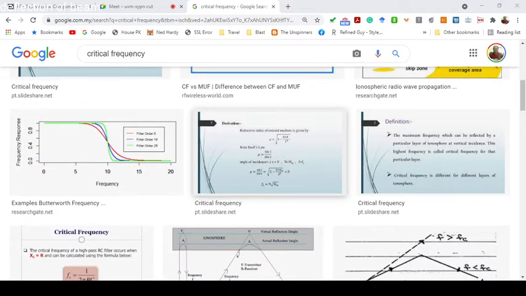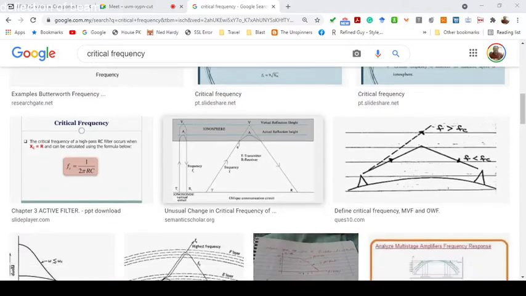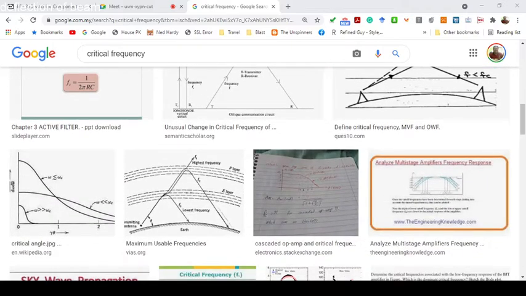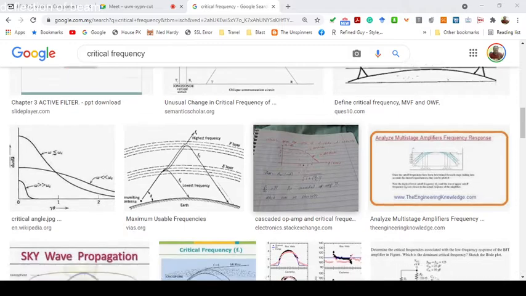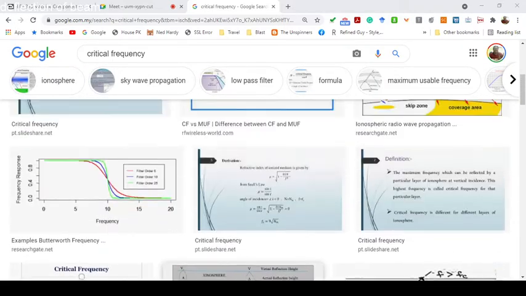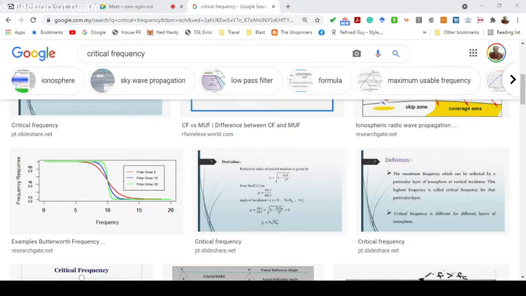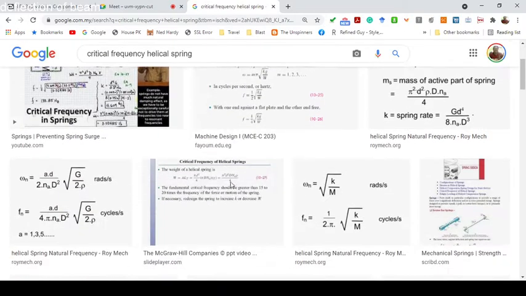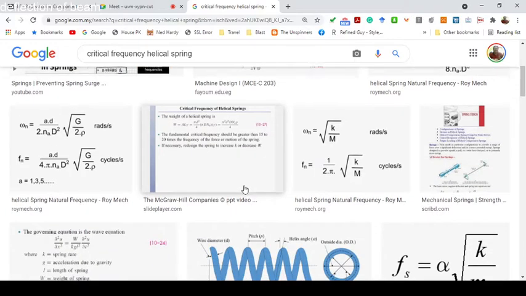However, if you just type critical frequency in Google, most of the results will come out related to the atmosphere, antennas, and everything. That is not what we want. If you want to type in Google, you type critical frequency of a spring, of a helical spring. Then this is the result that we want.